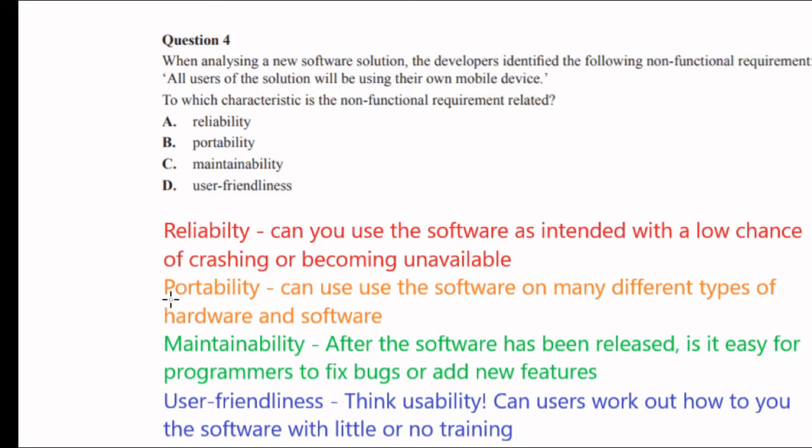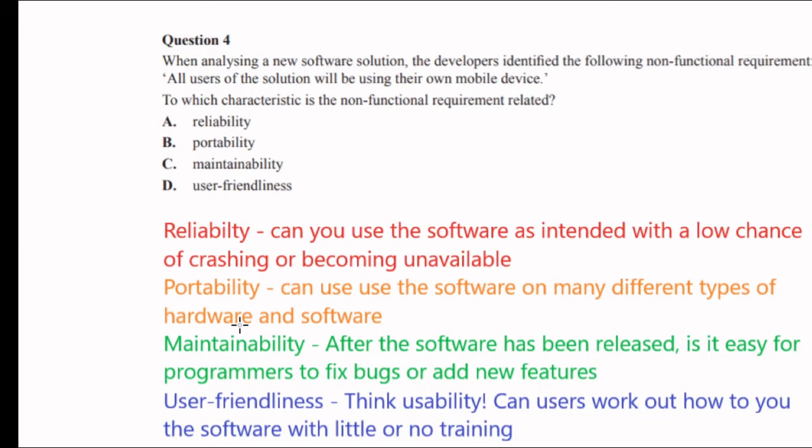Next one here is portability. So portability, what you need to look out for is using your software on different types of hardware devices. So this will be your mobile phone, tablets, laptops, desktops. These are hardware. You also need to look out for different types of those hardware as well.